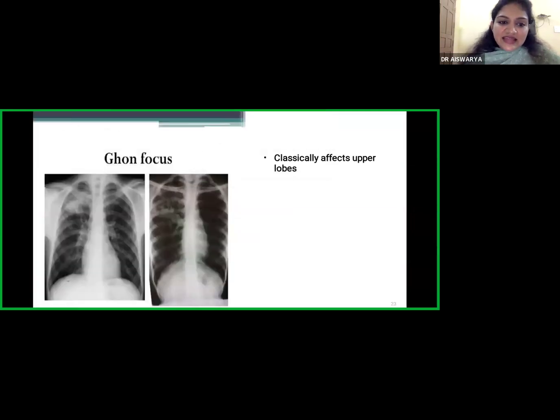So this is an X-ray showing upper lobe pneumonia. This is called a Ghon focus. The most common site for TB is the upper lobe. But there is no hard and fast rule that TB can occur only in the upper lobe. TB can present like anything, like in the next slide we can see.